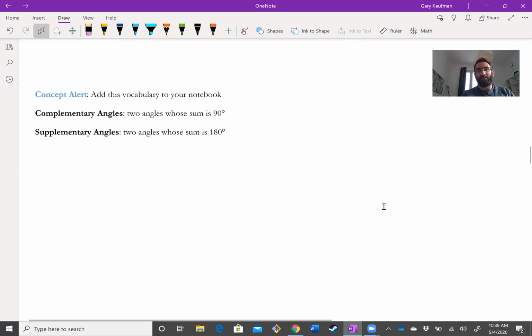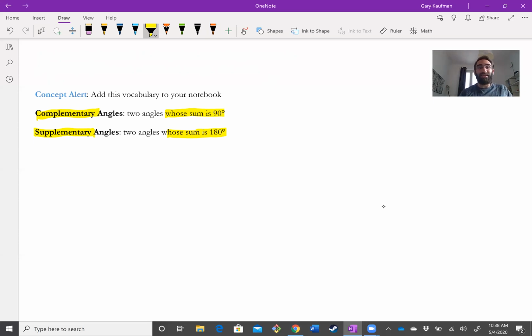Here's the concept alert. We have two terms, complementary angles and supplementary angles. Complementary are two angles whose sum is 90 degrees. We saw that with the right angle. Supplementary are two angles whose sum is 180 degrees. We saw that with the straight angle.